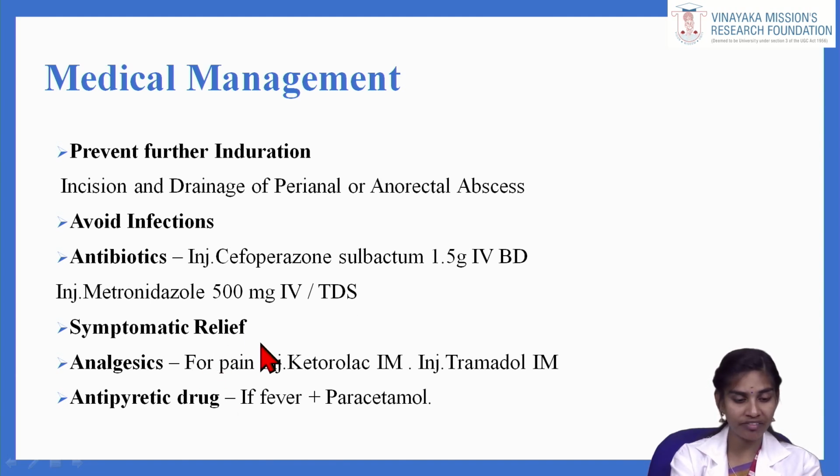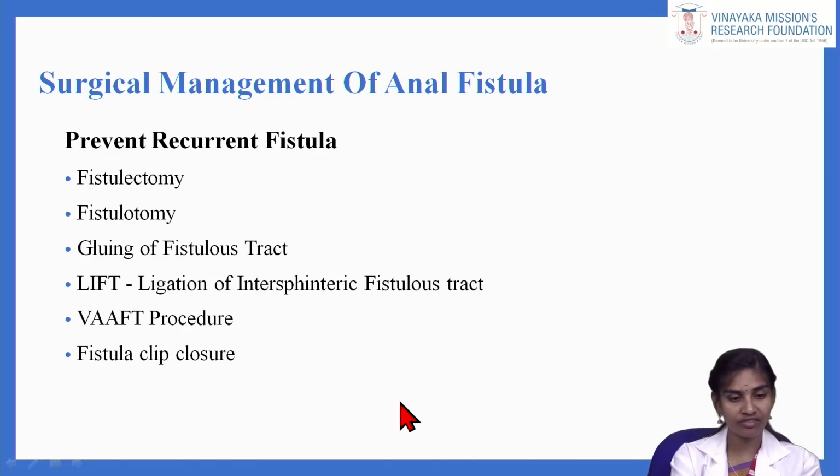For symptomatic relief, we have to give analgesics such as ketorolac and injection tramadol. If a patient has fever, we have to give antipyretic agents such as paracetamol. The surgical management of anal fistula includes fistulectomy, fistulotomy, gluing of the fistulous tract, LIFT, which means ligation of intersphincteric fistulous tract, VAAFT procedure, and fistula clip closure. We can see these in subsequent slides.